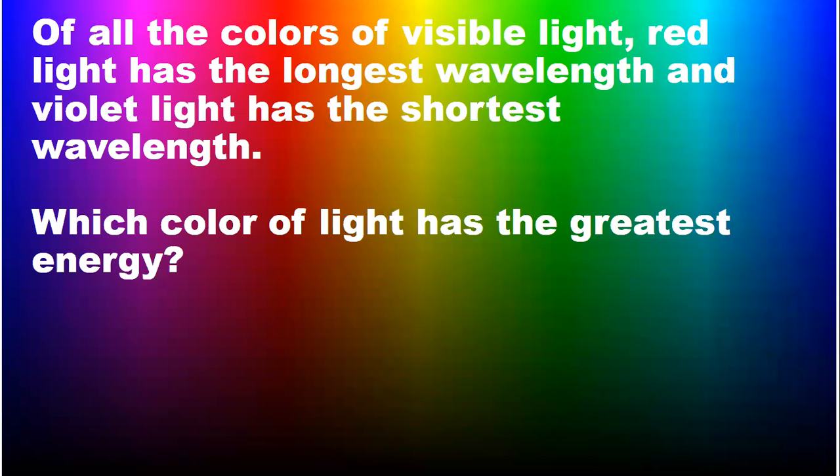So, quick question. Of all the colors of visible light, red has the longest wavelength and violet has the shortest wavelength. Which color of light has the greatest energy? Take a second and think about that. Which wavelength has the greatest energy? Which color of light is it?